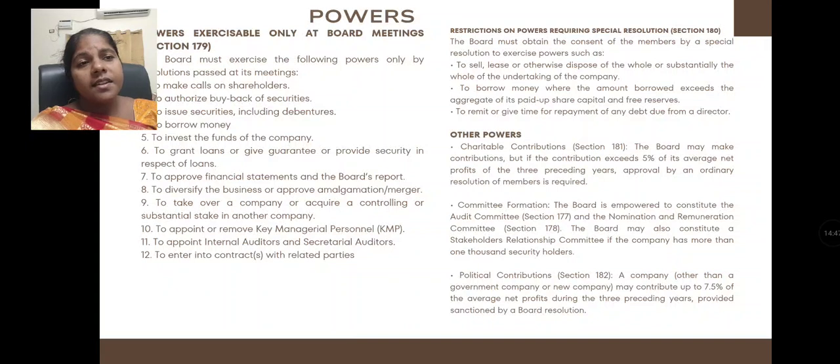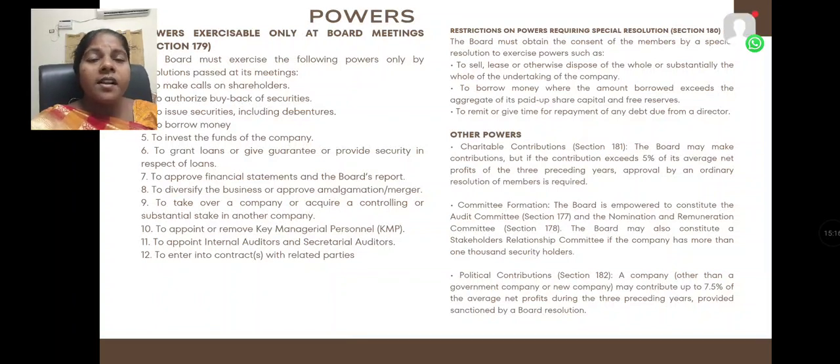As well, there are certain restrictions on powers because they require a special resolution. So what are those? In case the director wants to sell or lease the company's undertaking, he has to wait for a special resolution to be passed in the meeting. To borrow money exceeding the paid up share capital, he has to get approval in the meeting. So these are certain areas where restrictions are imposed on his powers.